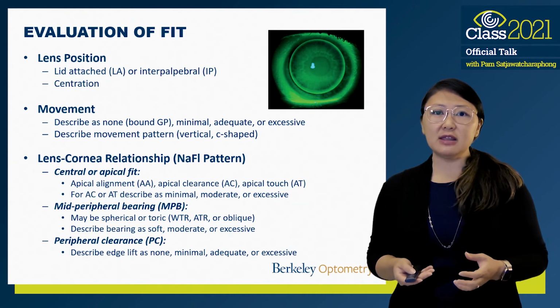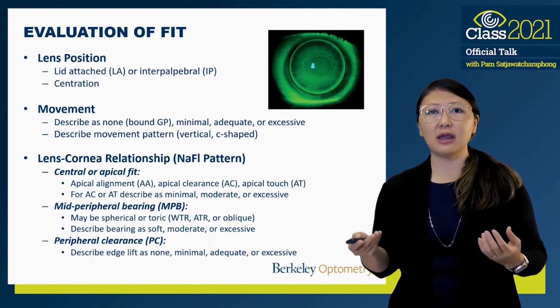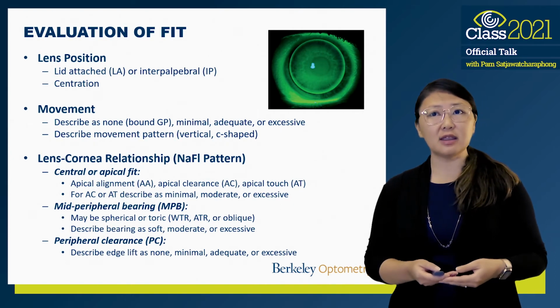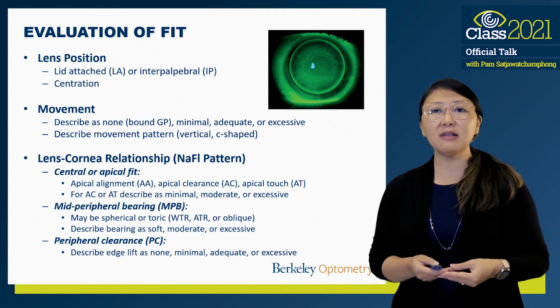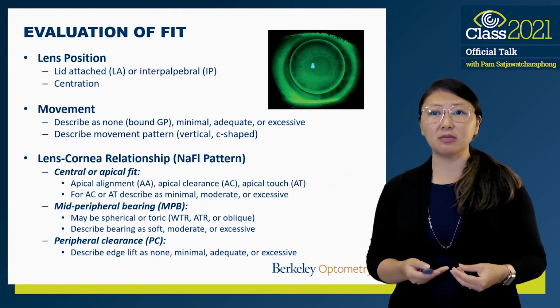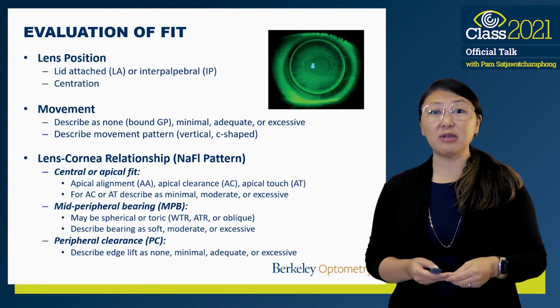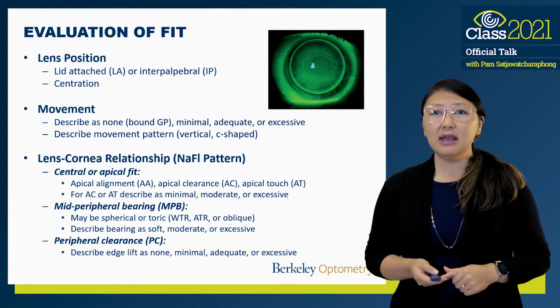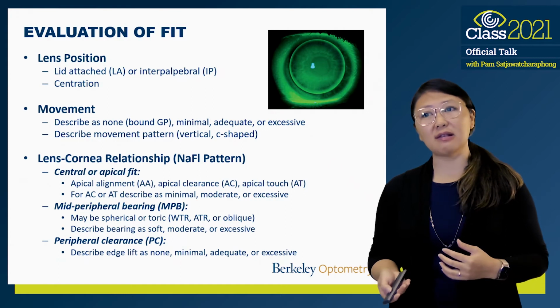We break our fit down into 3 general areas. We look at the lens position, which includes, is the lens lid attached or interpalpebral, and how is it centered over the pupil? Then we look at the movement when the patient is blinking. It can be described as none, meaning that the GP is really bound, which is obviously not a good thing. It could be minimal, adequate, or excessive.